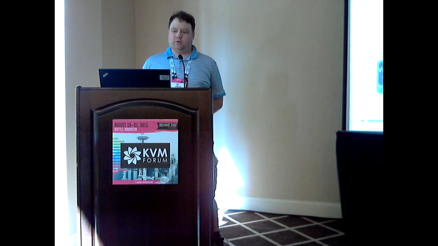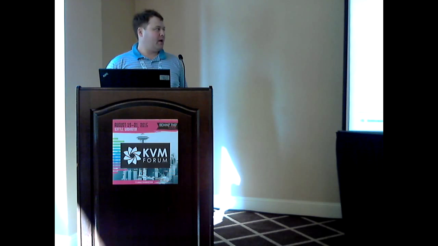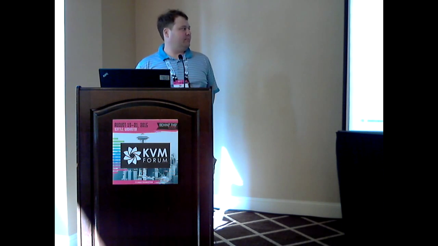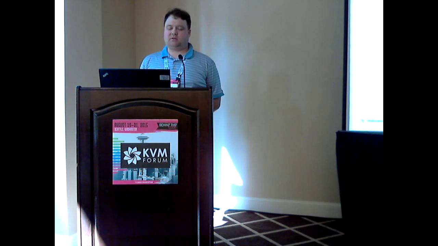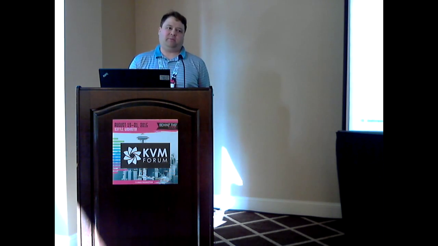So what we need to do is to split machine type up into these two parts. The first of those I'm calling the machine schema, just as a random name to distinguish it from the existing machine type. And its job would be to construct the devices that are essential for the platform, set their options correctly, optionally construct devices that are usually present on the platform, even if they don't have to be, and what those are might depend on a bunch of options.